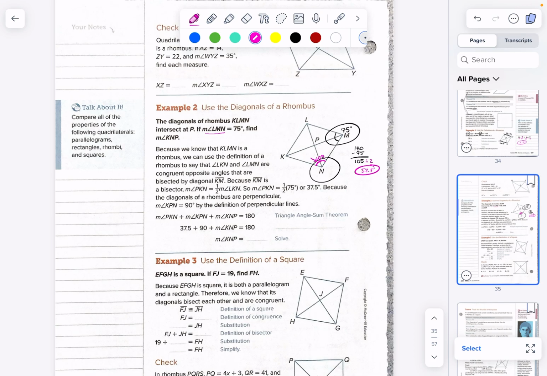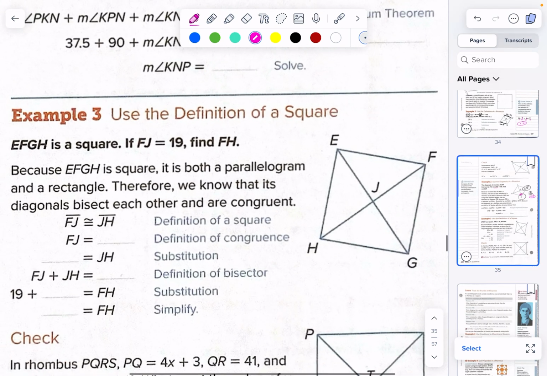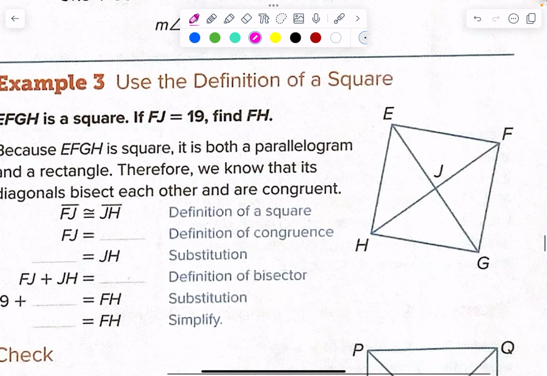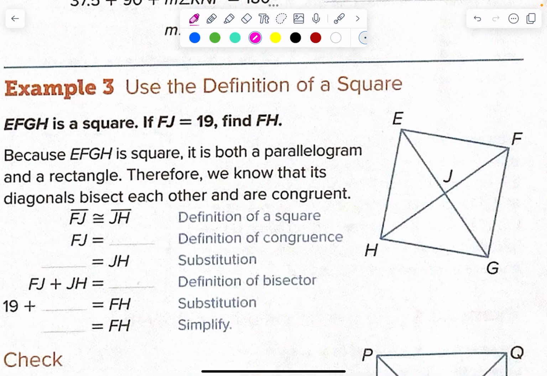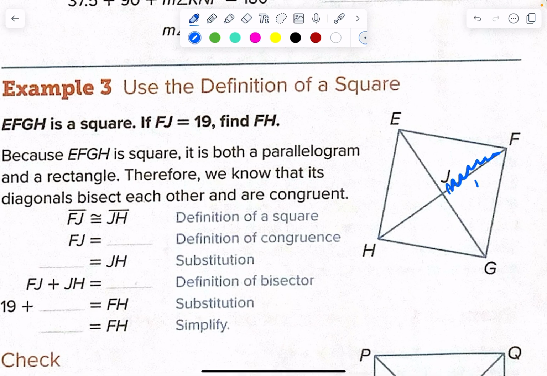Example 3. Here we go. This one's easy. If this little shape off to the side is a square, and they say that FJ, this right here, is 19, they want to know what FH is, this whole thing. This guy has to be 19. 19 times 2 is 38. That's it. It wasn't too bad.